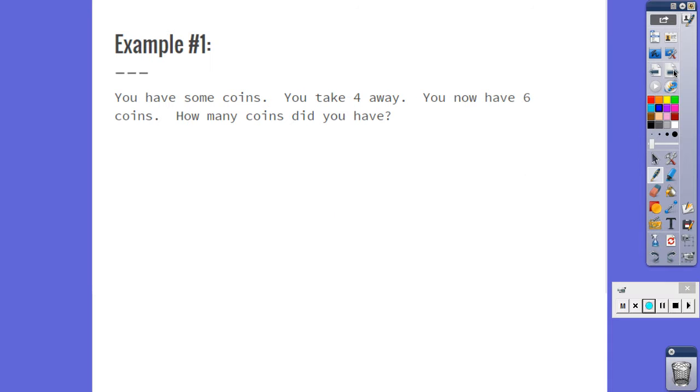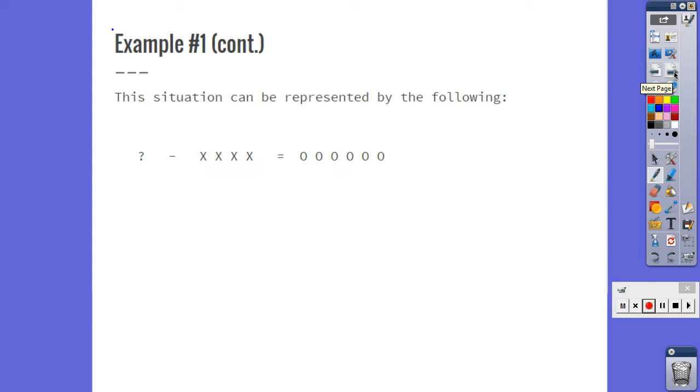So example 1 says you have some coins. You take 4 away. You now have 6 coins. How many coins did you have? We can look at this situation with our x's and our o's. We had some coins, we don't know how many. We took 4 away, and x's, remember, are going to be negative numbers, and it leaves me with 6 coins. Here's my scale, because I've got the equal sign, so this side over here has to be in balance with this side over here.